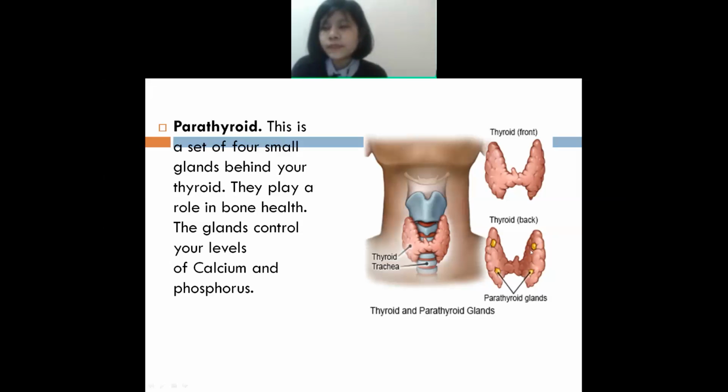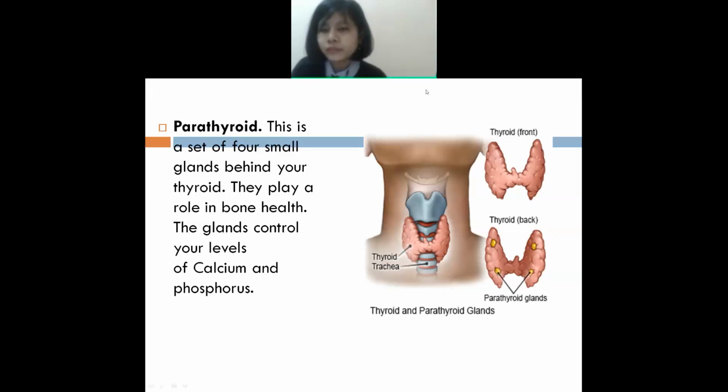This parathyroid, you will find that there are four. You will find 1, 2, 3, 4. This yellow color is shaded for your understanding. So these are the four parathyroid glands. And what is the function of these parathyroid glands? They help in making your bones healthy.